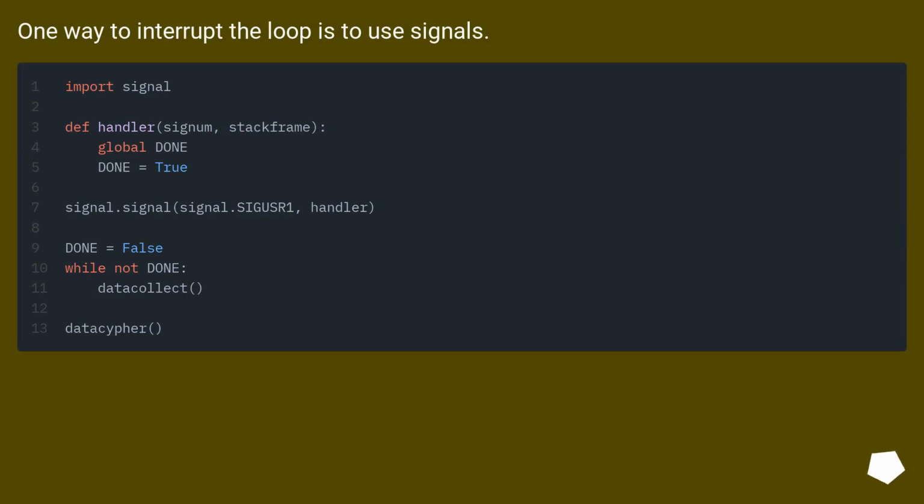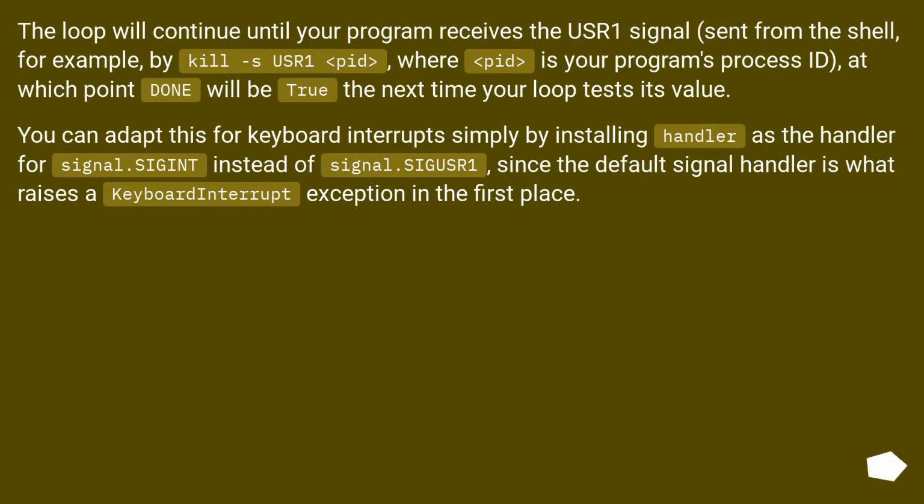One way to interrupt the loop is to use signals. The loop will continue until your program receives the USR1 signal, sent from the shell, for example, by kill -USR1 pid, where pid is your program's process ID, at which point done will be true the next time your loop tests its value. You can adapt this for keyboard interrupts simply by installing handler as the handler for signal.SIGINT instead of signal.SIGUSR1, since the default signal handler is what raises a KeyboardInterrupt exception in the first place.